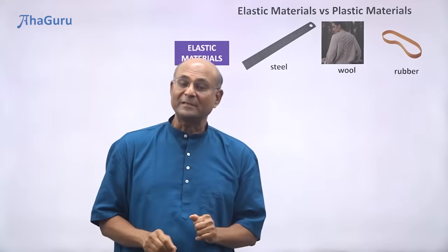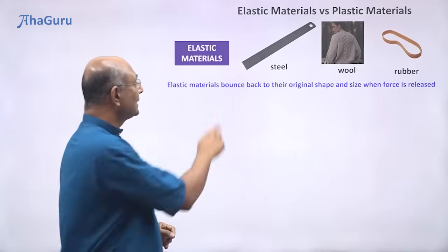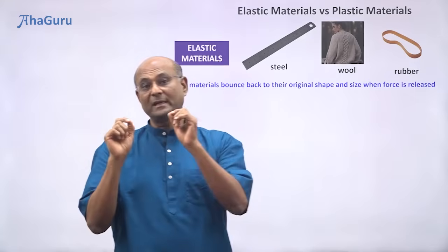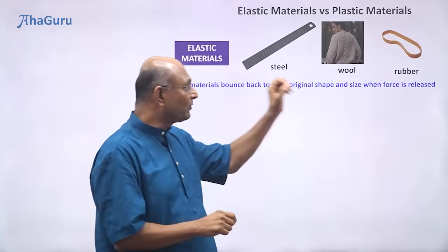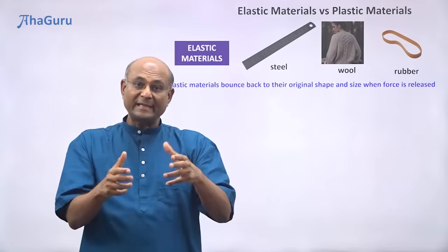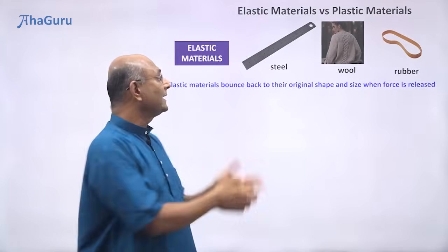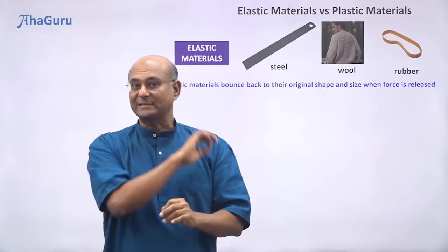So what is the definition of an elastic material? Elastic materials are those that bounce back to their original shape and size when the deforming force is released. Okay, when you exert a deforming force, the size or the shape changes, but when you release that force, then it immediately comes back to its original configuration. That is an elastic material.